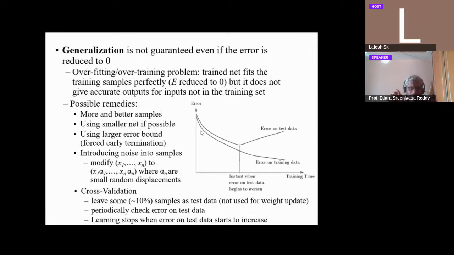And also cross validation. Leave some of the samples as test data and periodically check the error on the test data. Learning stops when the error on test data starts increasing. So this is cross validation. That means from time to time we have to validate the network, to see whether the network is working properly.